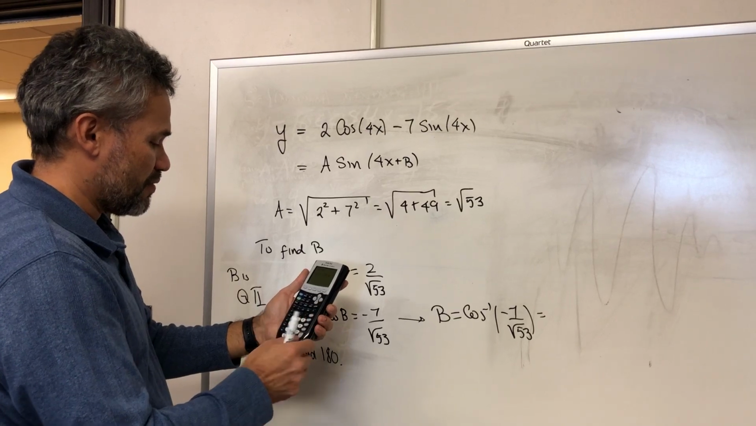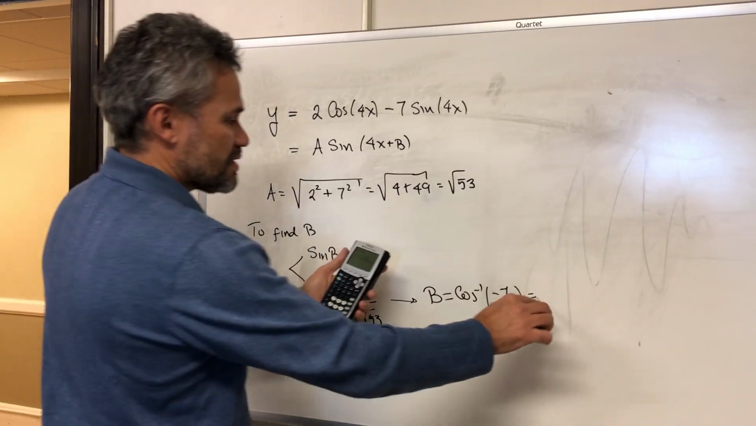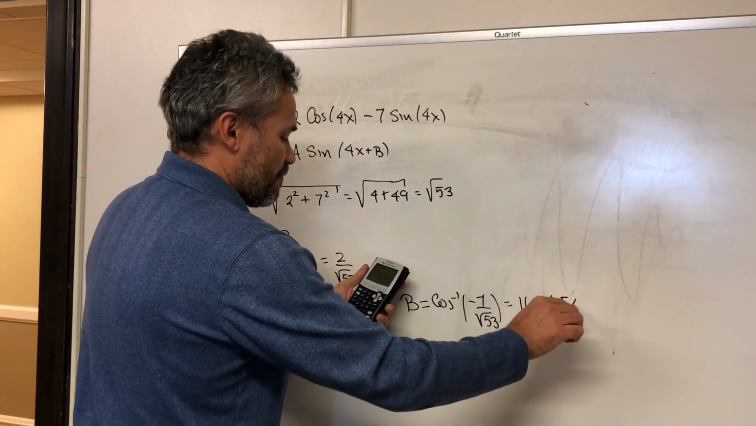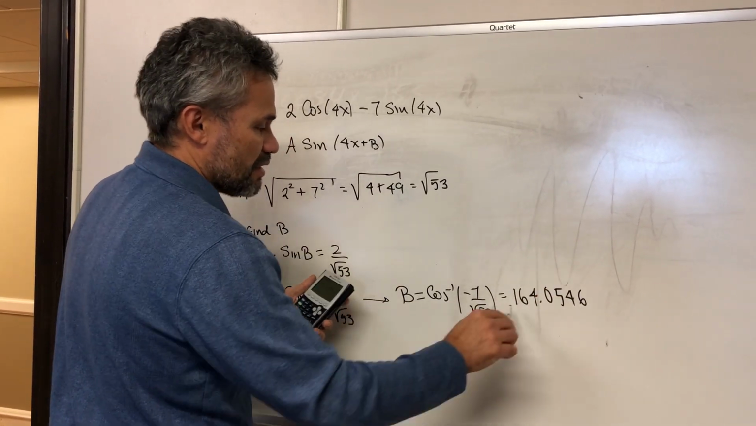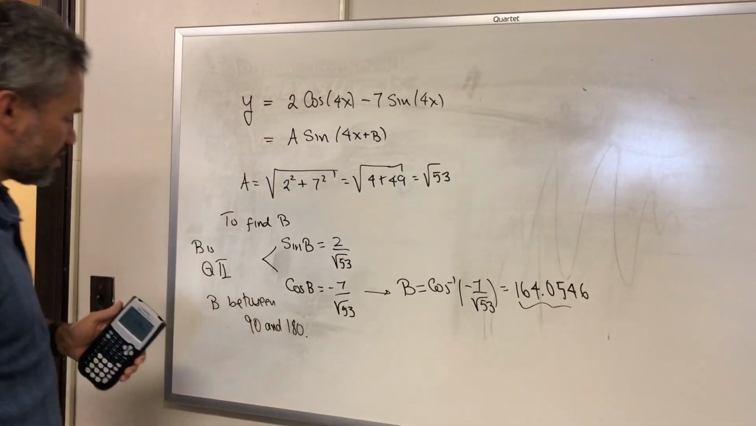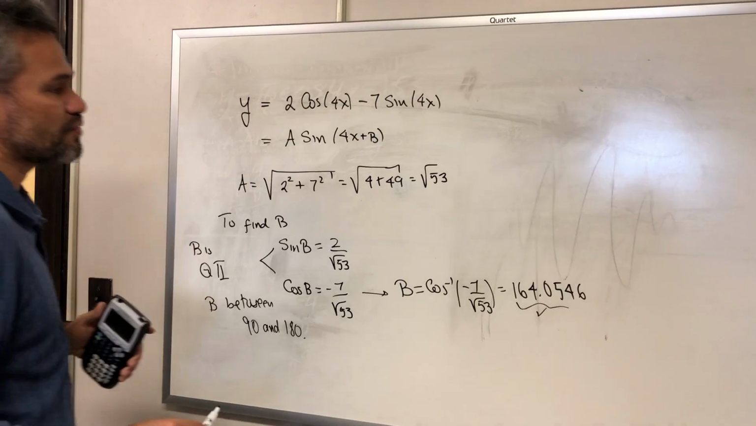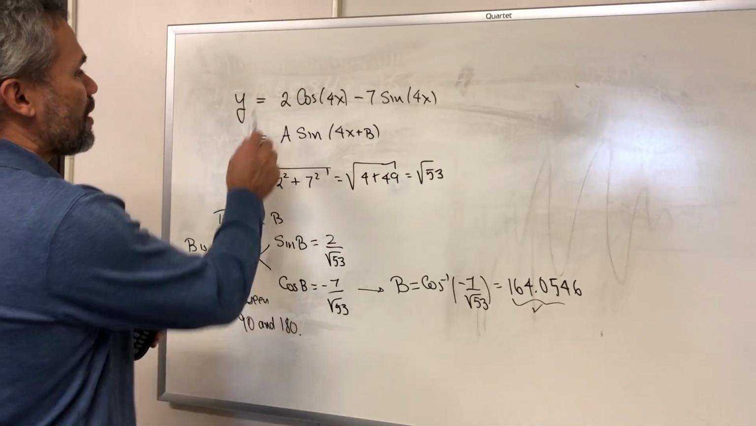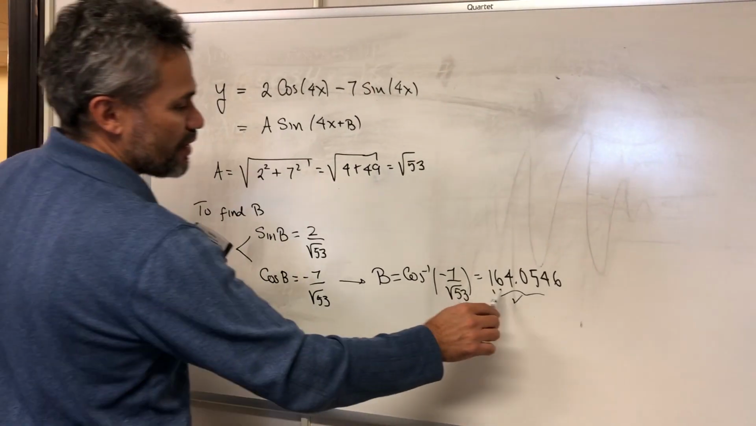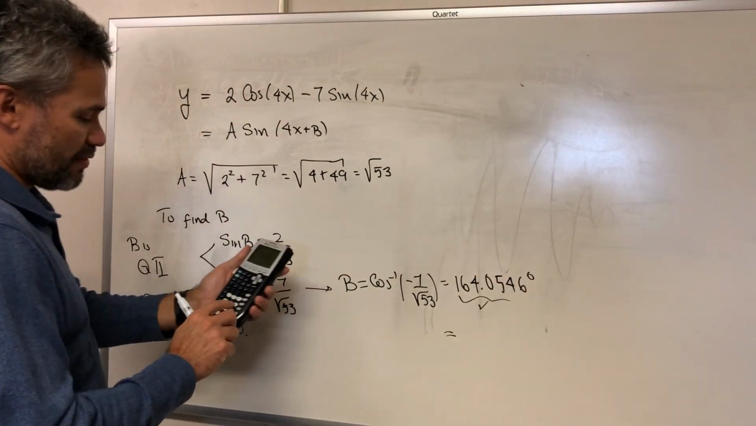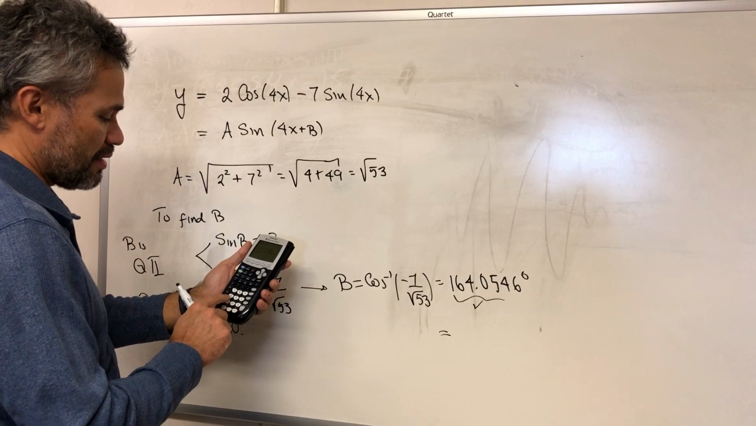And then close parentheses. This is 164.0546. We check, is it in the second quadrant? It is. Then this is the value we are looking for. We don't have to change it. But when we're doing a graph or solving an equation, we want this to be in radians. This is in degrees. Then to make it radians, multiply it by pi.